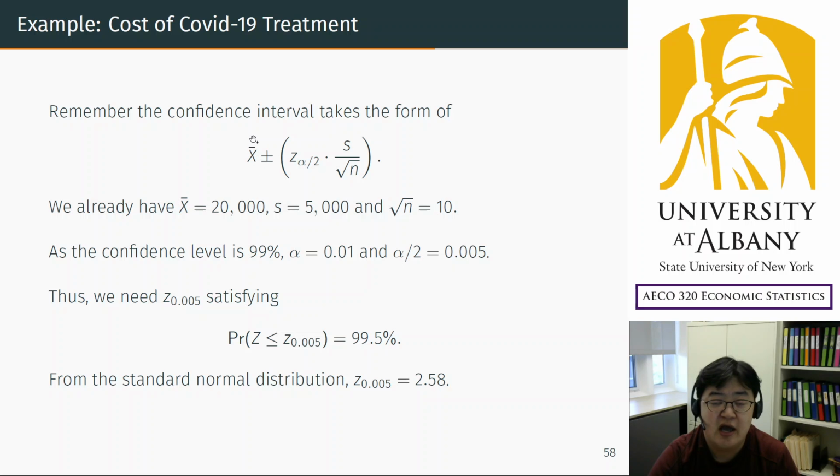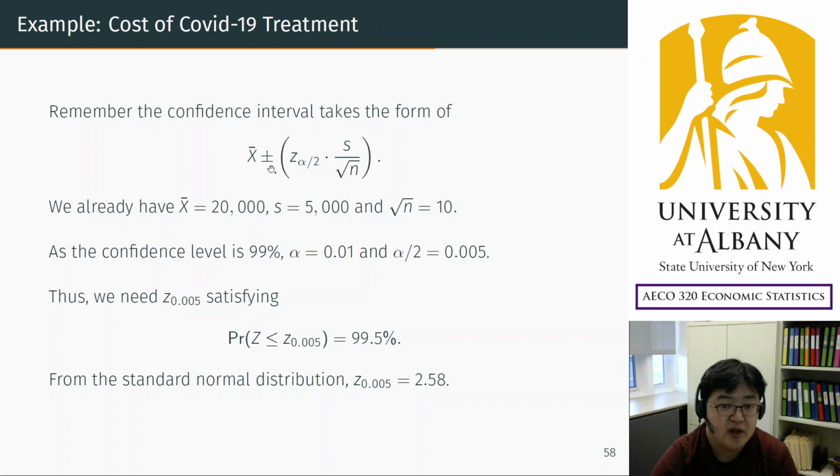X bar is the average of X, the average over 100 observations, which is 20,000. We already know that. And the standard deviation across 100 observations was 5,000, right? And the sample size was 100, so its square root is 10. So already 3 components are resolved. We know them. Pretty simple. Now it remains to calculate z subscript alpha over 2.